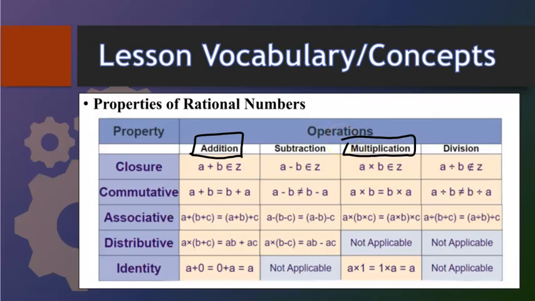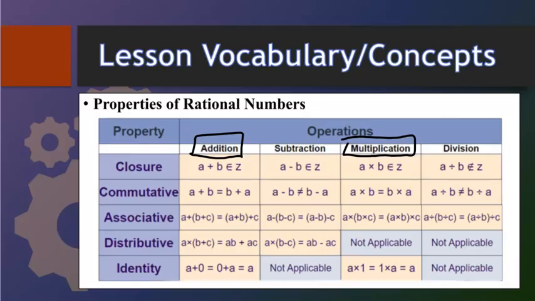The associative property means the order of the addends and the factors stay the same. The only difference is the parentheses that group the numbers together move from one group of numbers to the second group of numbers. So an example is a plus parentheses b plus c is going to give you the same answer as parentheses a plus b and then add c. Same thing with the multiplication.